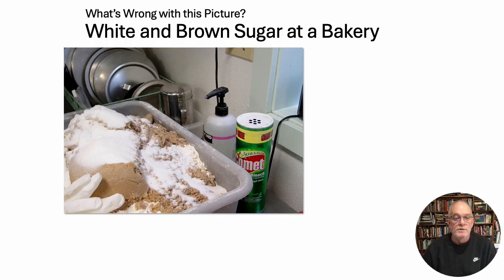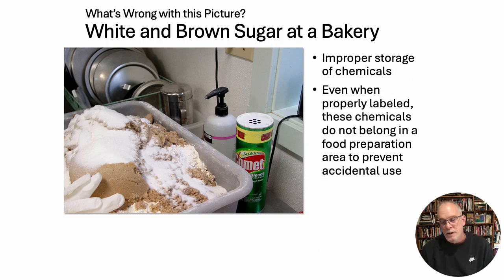Well, what's wrong with this picture? We've got some white and brown sugar, it says here on the slide. The problem is it looks like it's in a cleaning area, an area where we're cleaning dishes. We have some different chemicals there. So it's either improperly producing food in an improper area or improper storage of chemicals. I'm not sure. Maybe it's food in the prep area or prepping in the cleaning area. But we've got a problem here either way. So what's wrong with this picture? Improper storage of chemicals.